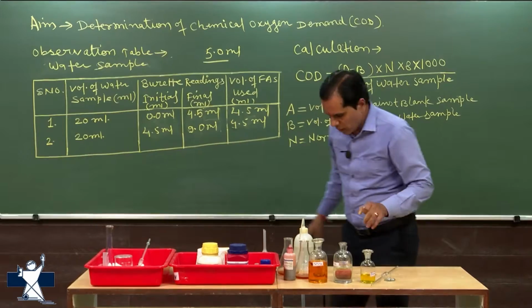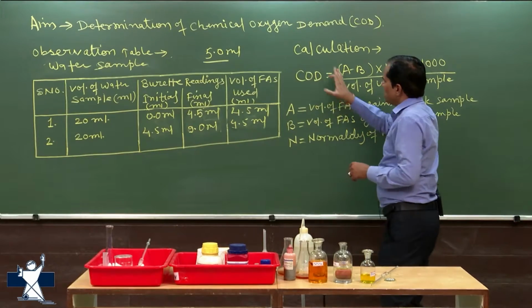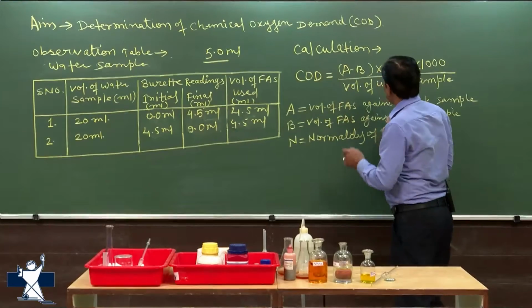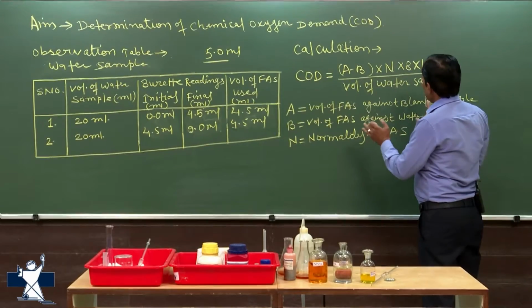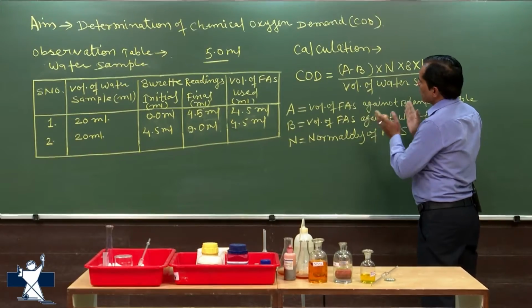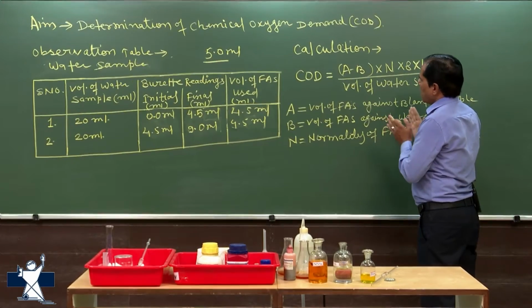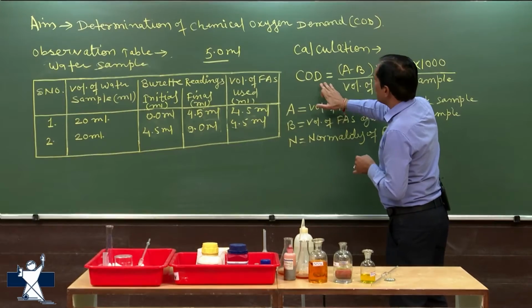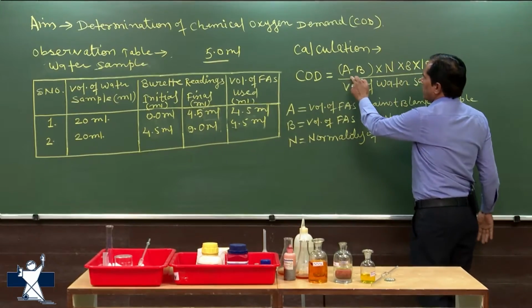I am coming on to the calculation of this experiment. You can see the formula of COD, chemical oxygen demand. The chemical oxygen demand can be calculated or determined with this formula, COD equal to A minus B.